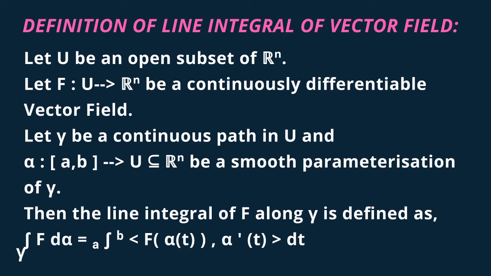Then the line integral of capital F along gamma is defined as line integral of F over curve gamma d alpha is equal to integration a to b inner product of F of alpha of t comma alpha dash of t dt. Earlier it was norm of alpha dash of t, but here it is inner product of F of alpha of t and alpha dash of t.